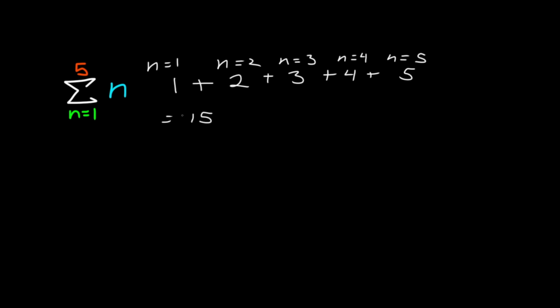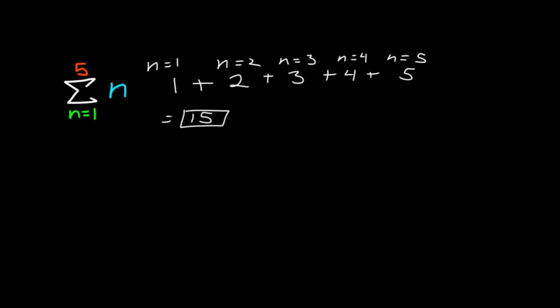Now we can move on and increase our n from 1 to n is equal to 2, or increase our index. And when we do that, we're going to be adding another term, 2. And this is when n is equal to 2. And we're just going to keep doing this until we reach our upper limit, which is 5. And when we reach that upper limit 5, we can finally add everything together to get our sum, which is 15.